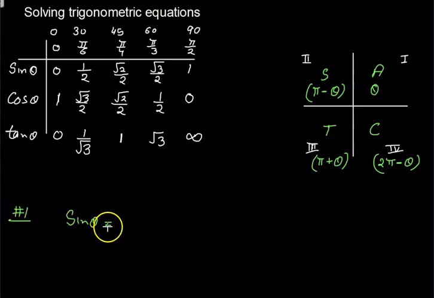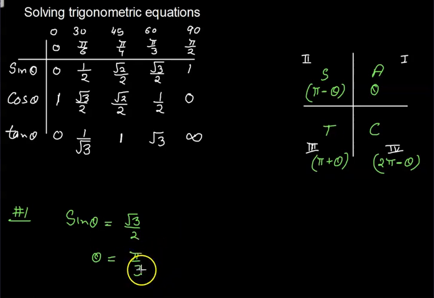Let's solve the first equation, sine theta equals square root 3 over 2. And let's find the solution of this equation for one period and for all solutions as well. Look at the table where sine has the value square root 3 over 2. It's 60, pi over 3. So we write theta equals pi over 3. For one period, we know sine repeats itself, so we need to find another value for one period.